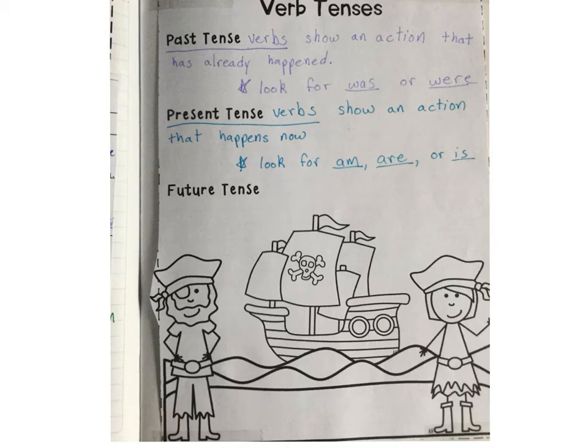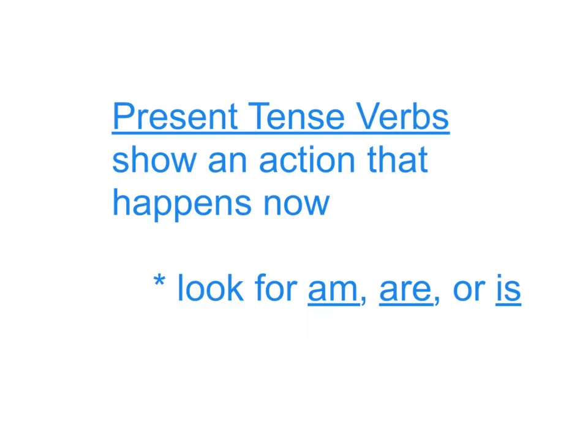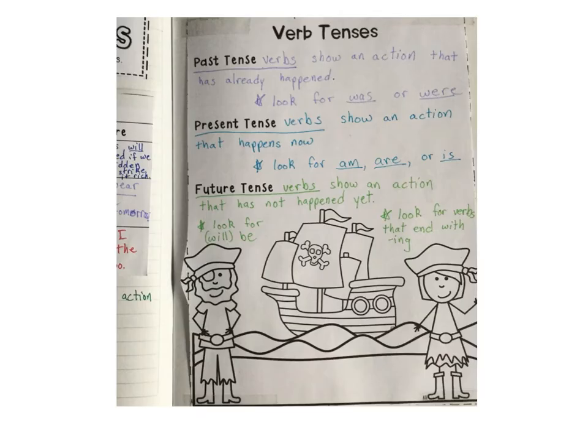We are ready to move on to present tense. Present tense verbs show an action that happens now. Look for words like am, are, or is. Those words indicate that the action is happening at that moment. Pause the video here to finish writing this.